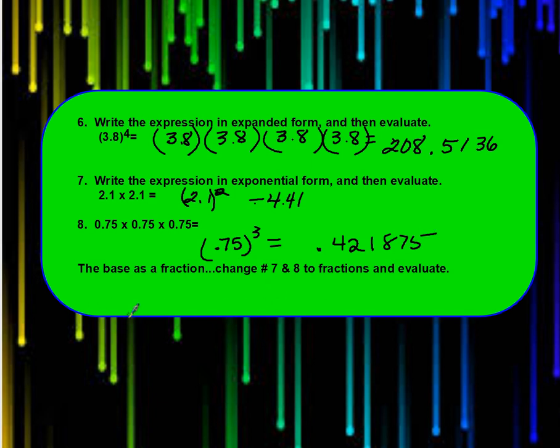Now, the base is a fraction. We can change our numbers here and have them as fractions. So that's what we need to do right here. Okay, let's take number 7. We have 2 and 1/10, and we need that as a fraction. Well, to write 2.1 or 2 1/10 as a fraction, we need to move the decimal 1. So we have 21 tenths.